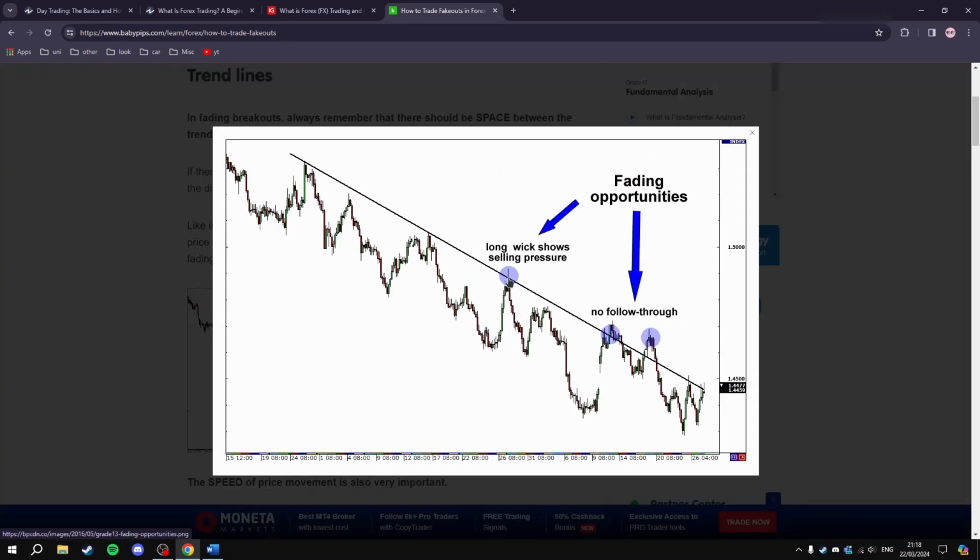So we can see that the price hits the trend line, so there's a chance of fading. Long wick shows selling pressure, no follow through though. So these are fake outs basically, because it does break through the resistance line, but then it never actually kept going. It just came back down again. Right, okay.